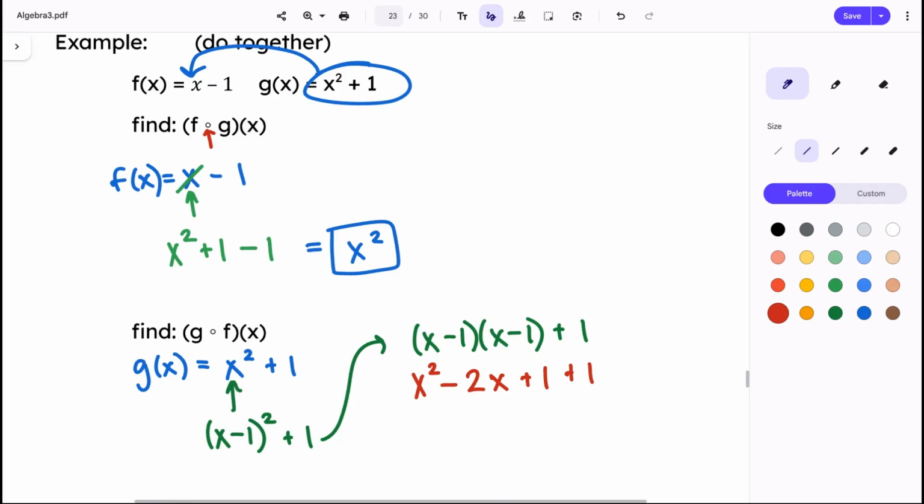So what does my final answer say? What's the only thing we can combine? The ones. So it's x squared minus 2x and then plus 2. Questions on how we're doing these ones?